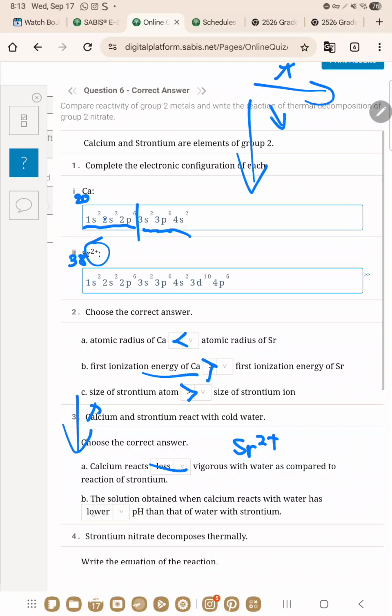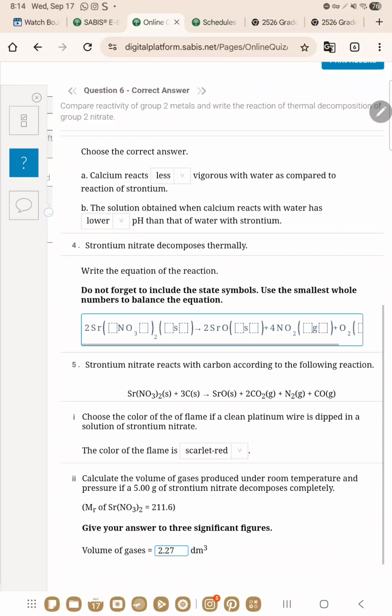Now calcium reacts less vigorously because when we go down a group, reactivity increases. Now the solution obtained with calcium and water has a lower pH because strontium is under calcium and reactivity increases, so it's gonna react more strongly with water, so it is gonna give a higher pH. Strontium, not calcium. Moving on.